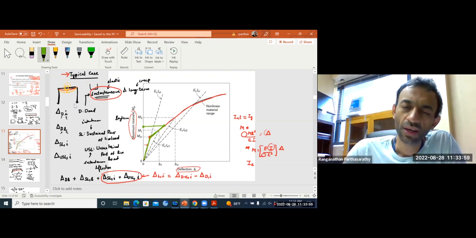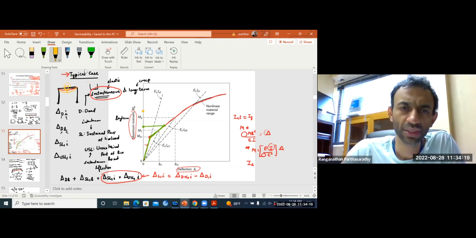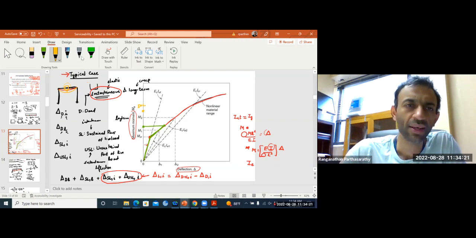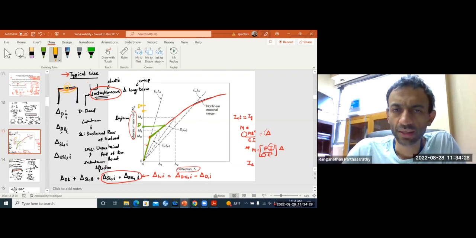Okay. Now after the dead load, you are adding the live load. So let's say with the live load, your moment is here. Okay, that's the yellow one, the moment with the live load. That means here is D plus L, and the green one is just D. Now for D plus L, you are at this point.